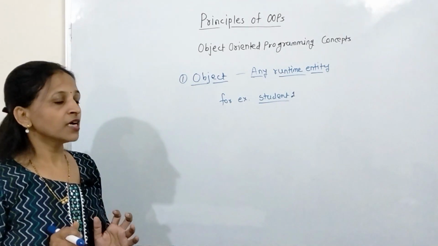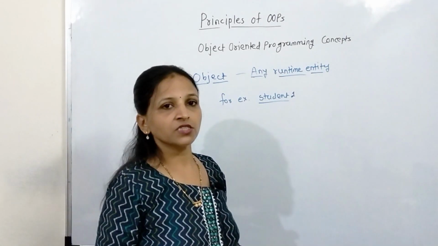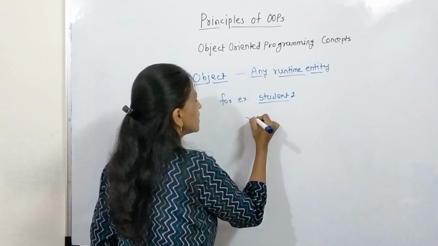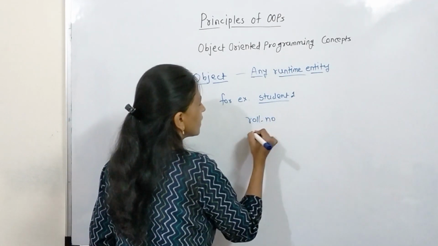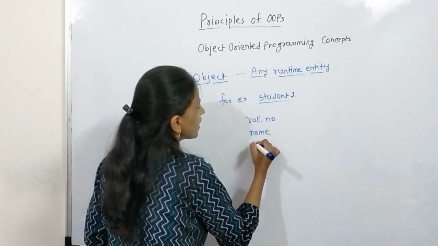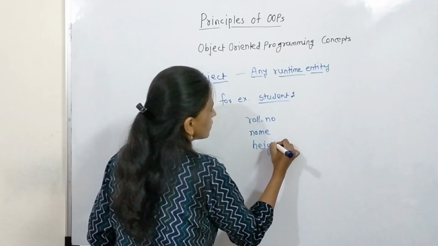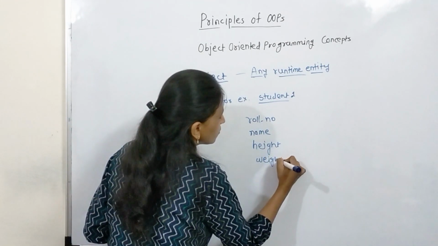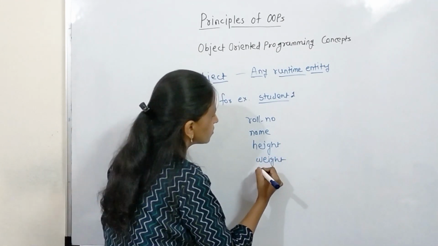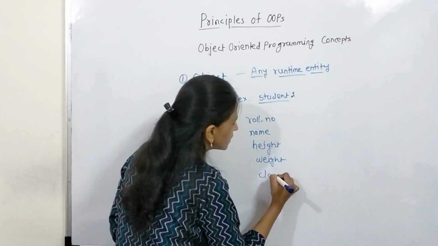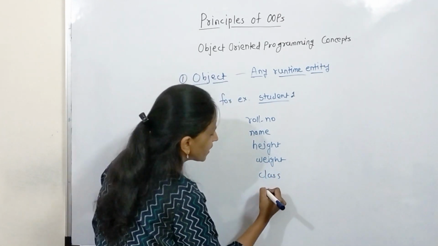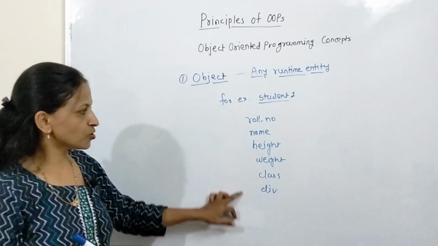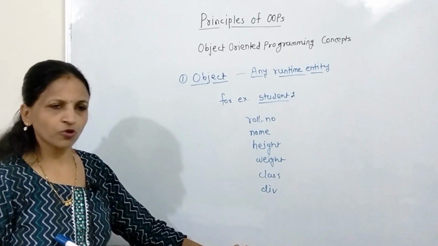Now let the student object we have considered here. Student has some attributes, like roll number, then name, then height, then weight. Then you can consider the next one, student has a class, then student has a division. Getting? These are all attributes of that student object. There are many more attributes.